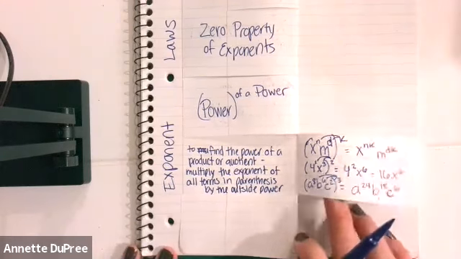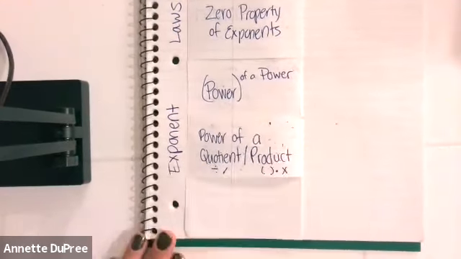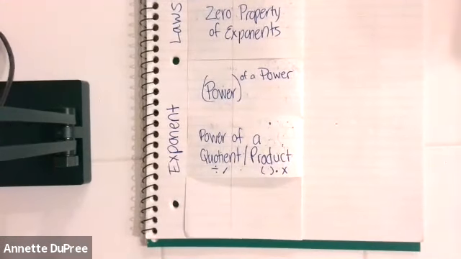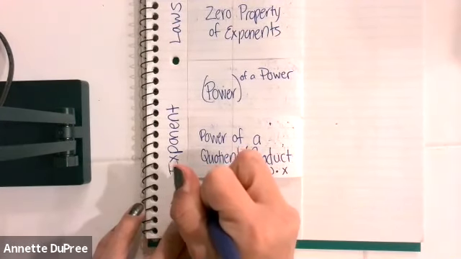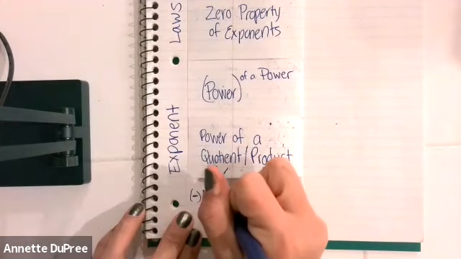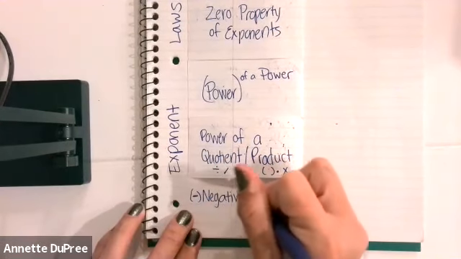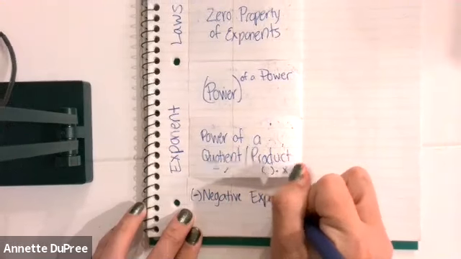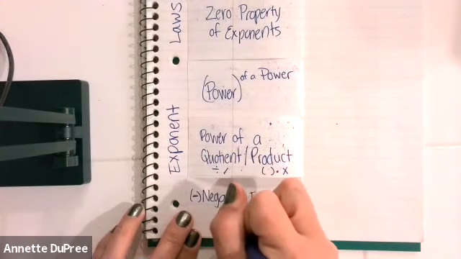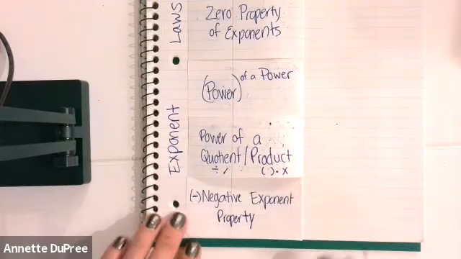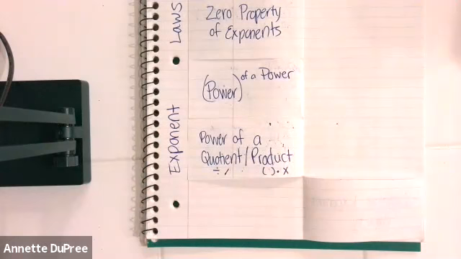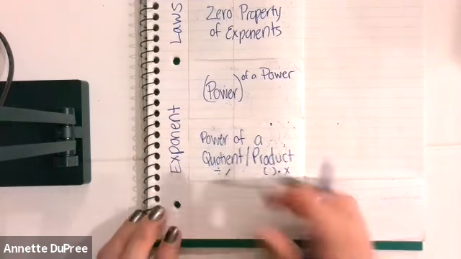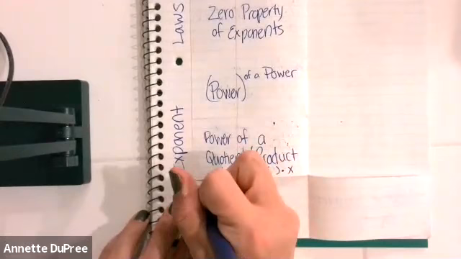Okay. And our last rule we're going to talk about is our negative exponent properties. So we'll put a little negative out front. All right, so this one's really, really important because we can never, ever leave our answer with a negative exponent, okay? So there's two ways to do this.